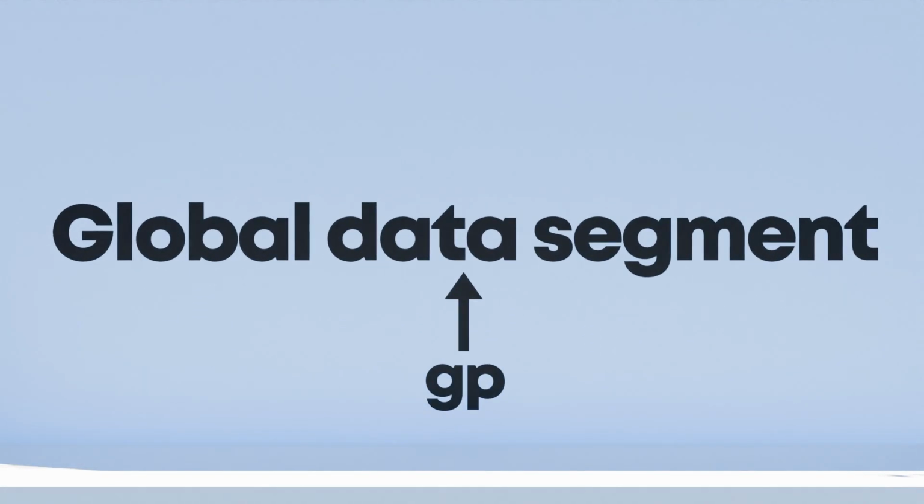In case our global data segment became larger, we could move the GP register to point towards the middle of the segment. This would give us the largest reach to variables stored there.